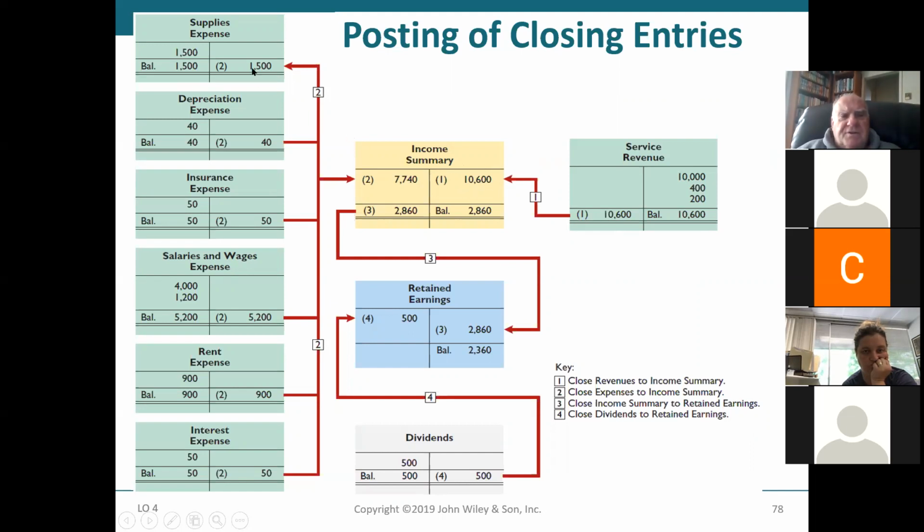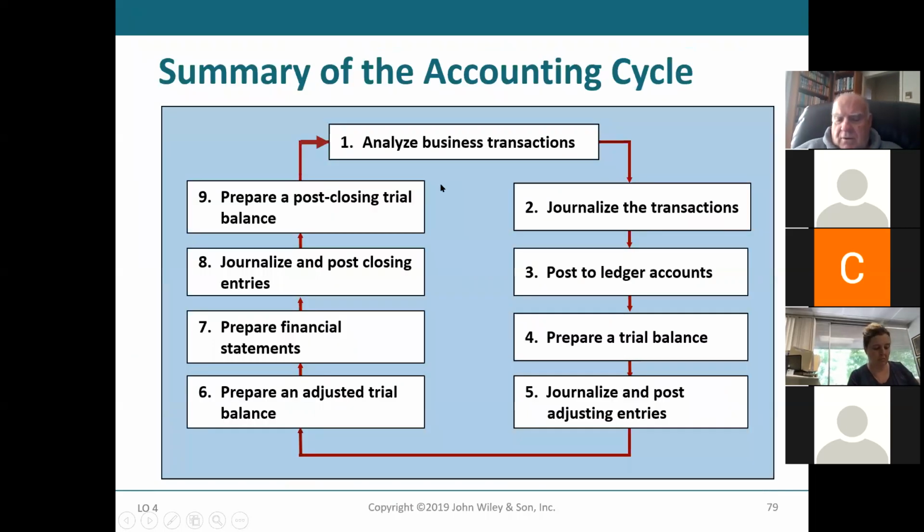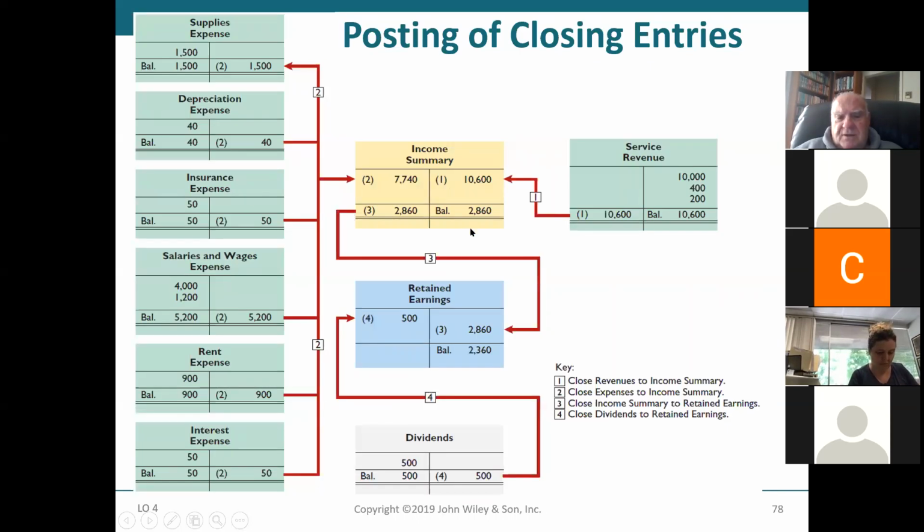How do we get rid of all the expenses? With a credit. We credit them out to get to a zero balance. These expenses add up to 7,740. So now at this point, we have the profit in there, and we have a balance of 2,860. Now we are ready to take that 2,860, zero it out from here, and move it into retained earnings. The dividends come over by themselves.